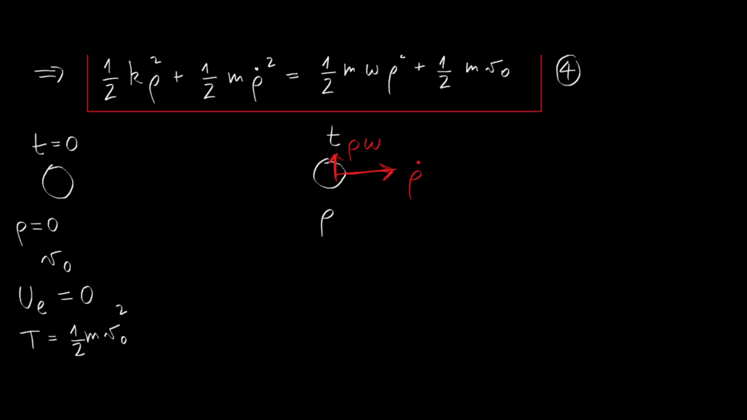So in this final configuration, the elastic energy is 1/2 k rho square. Remember that our assumption is that the spring has a natural length equal to 0, so the deformation in this case is just simply rho. And the kinetic energy can be written as 1/2 m rho dot square plus 1/2 m rho square omega square.